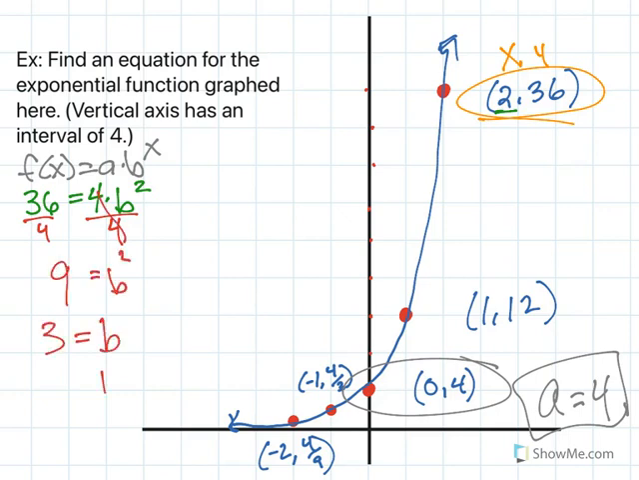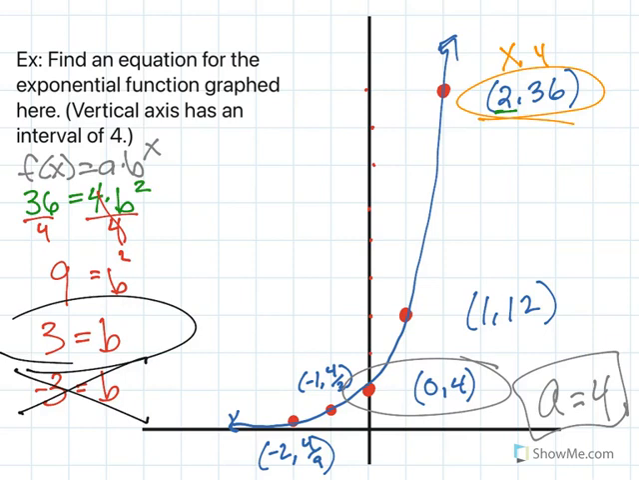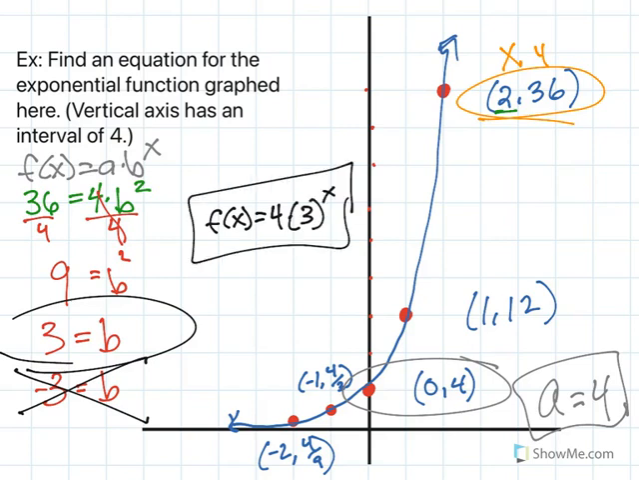That means b is 3 or b is -3. Same issue as before. B cannot be negative, so it must be a positive 3. Therefore, I have f of x equals A times b to the x, and f of x equals 4 times 3 to the x is my exponential function for this graph.